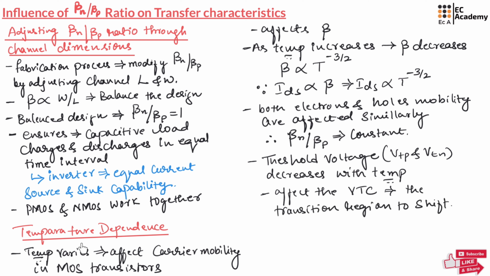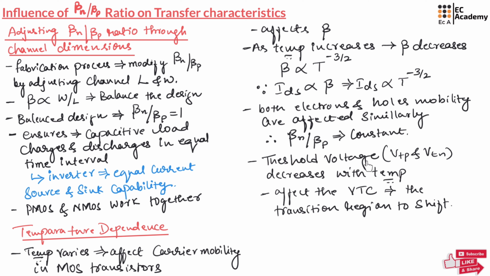As temperature varies, this will affect the carrier mobility in MOS transistors, which in turn affects beta. As temperature increases, the beta value decreases. Beta is directly proportional to T to the power of minus 3 by 2. Since IDS is directly proportional to beta, the current IDS is also directly proportional to T to the power of minus 3 by 2. You need to remember both electron and hole mobility are affected similarly. That's why the ratio beta n by beta p will remain constant.